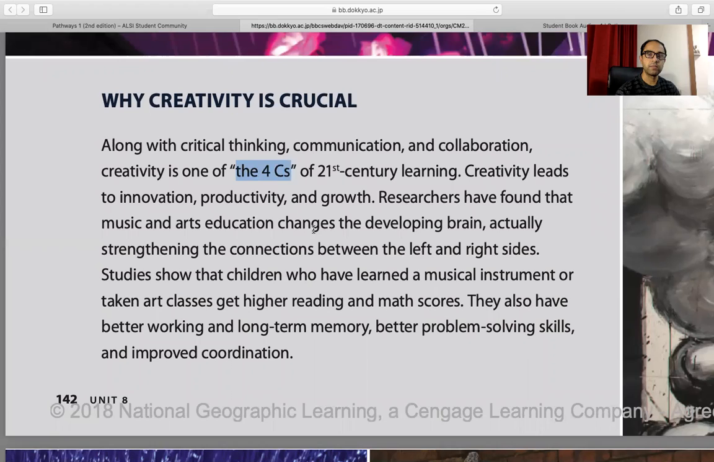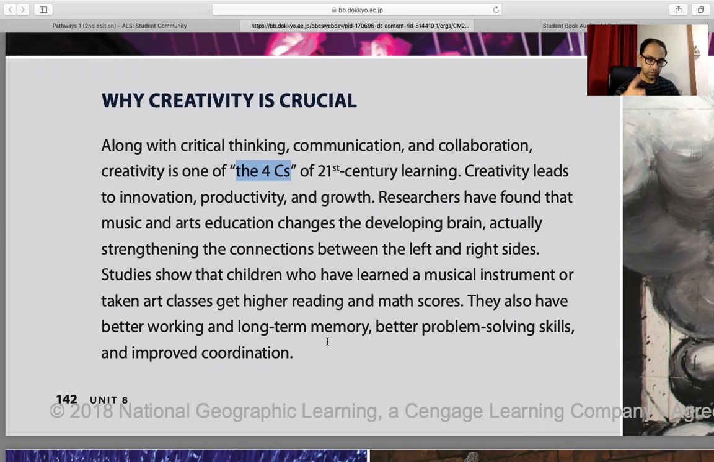Researchers have found that music and arts education changes the developing brain, actually strengthening the connections between the left and right sides. Studies show that children who have learned a musical instrument or taken art classes get higher reading and math scores. They also have better working and long-term memory, better problem solving skills, and improved coordination. So, this paragraph probably tells you why creativity is very important.